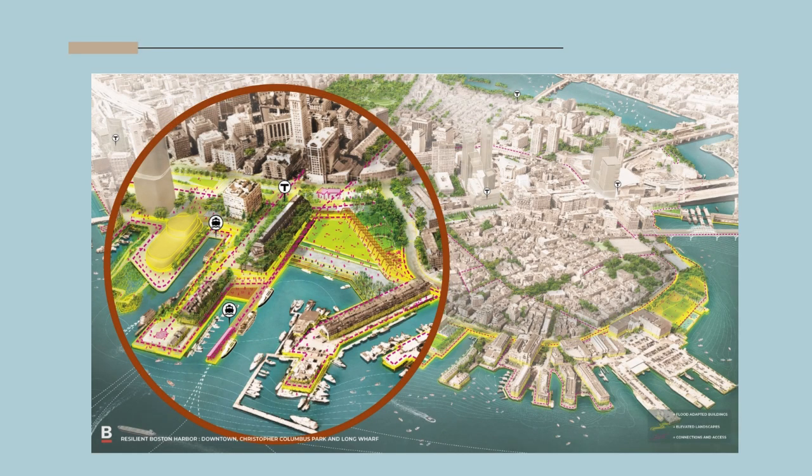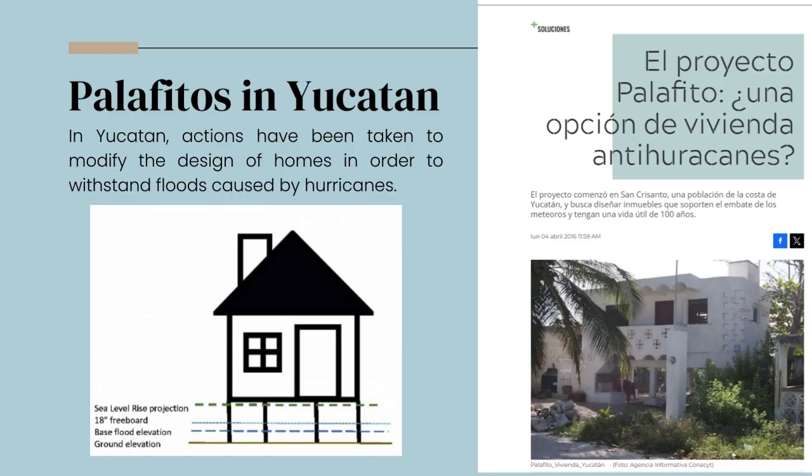Today, coastal engineers collaborate closely with architects, working together to design infrastructure that is based on mimicking natural forms to make them more efficient in addressing issues like erosion. In Yucatan, actions have been taken to modify the design of homes in order to withstand floods caused by hurricanes.